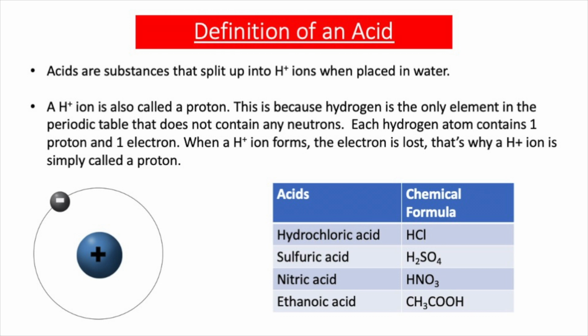Now, the acids that you should learn for GCSE are hydrochloric acid, which has the chemical formula HCl, sulfuric acid, which has the chemical formula H2SO4, nitric acid, which has the chemical formula HNO3, and ethanoic acid, which has the chemical formula CH3COOH. Now you'll notice that all these substances contain hydrogen, and acids all split up into H+ ions when in water.